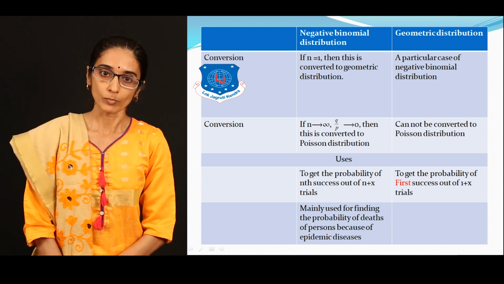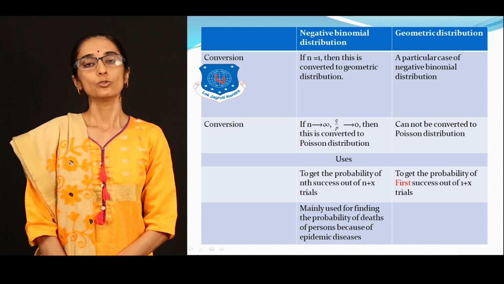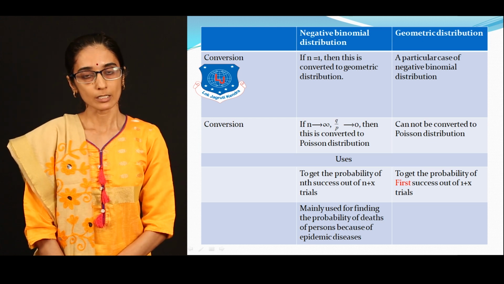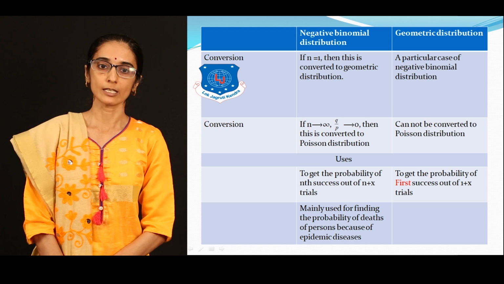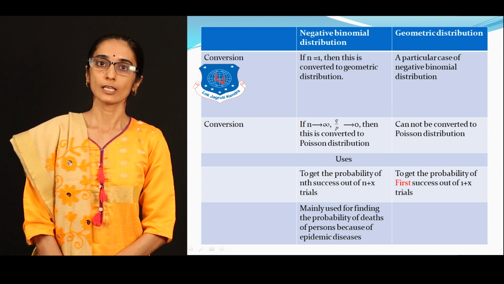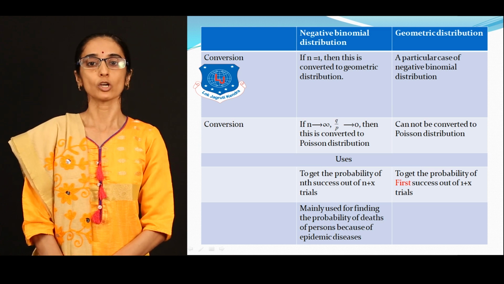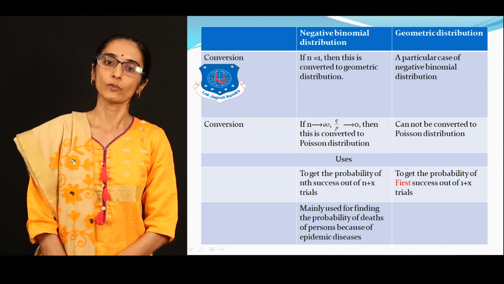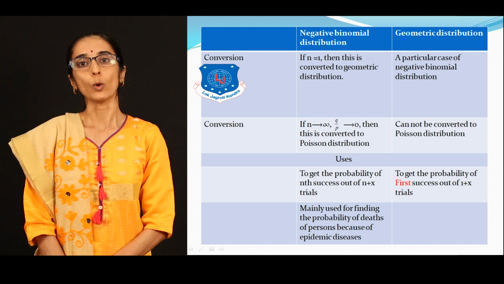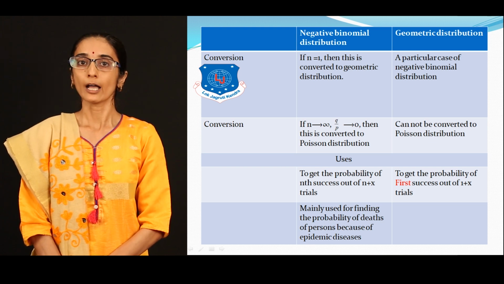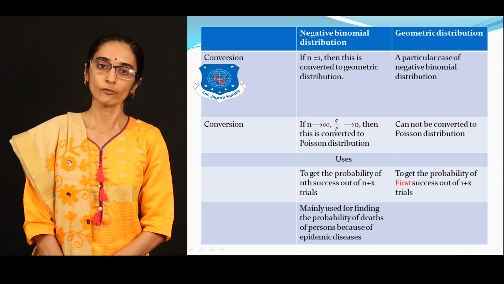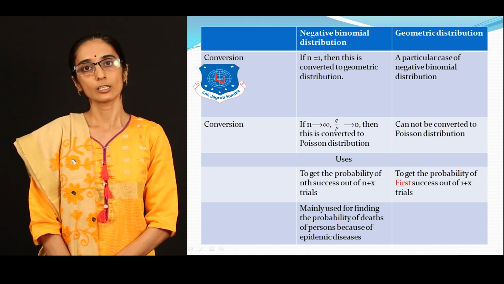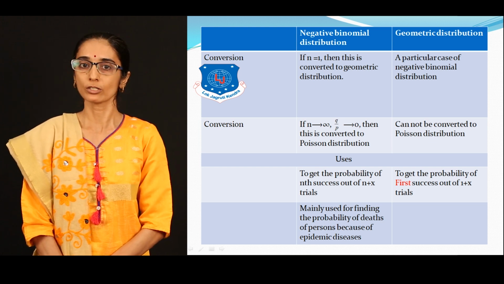Now, negative binomial distribution is used to get the probability of n successes out of n plus x trials, and if we take once again n equal to 1, then the geometric distribution can be used to find the probability of first success out of 1 plus x trials. I hope now it is clear to all of you the difference between negative binomial and geometric distribution.